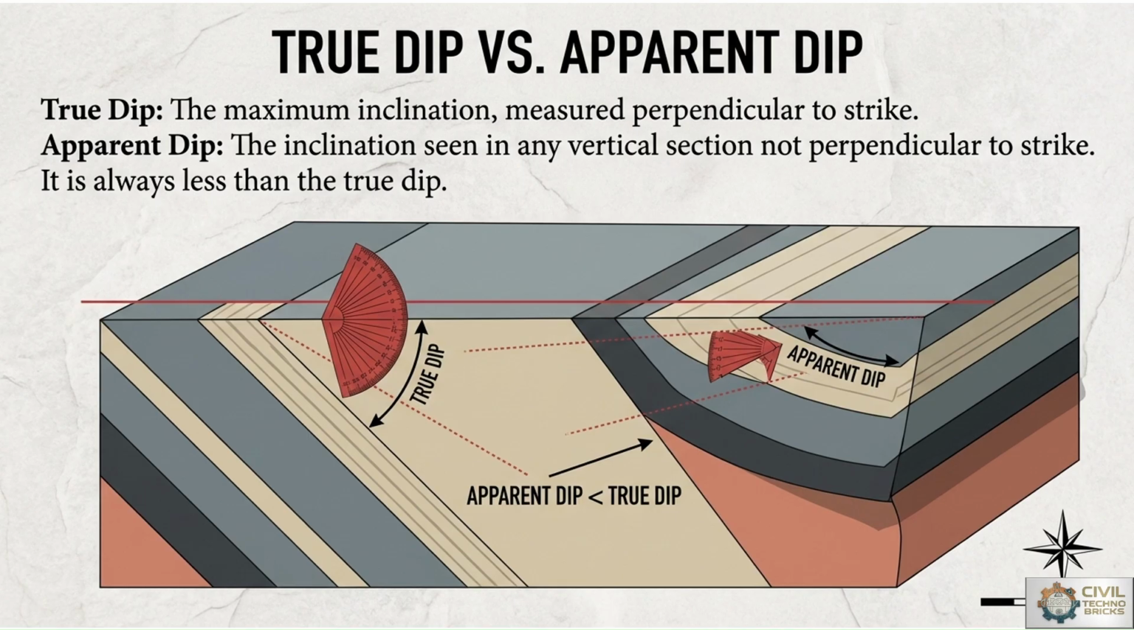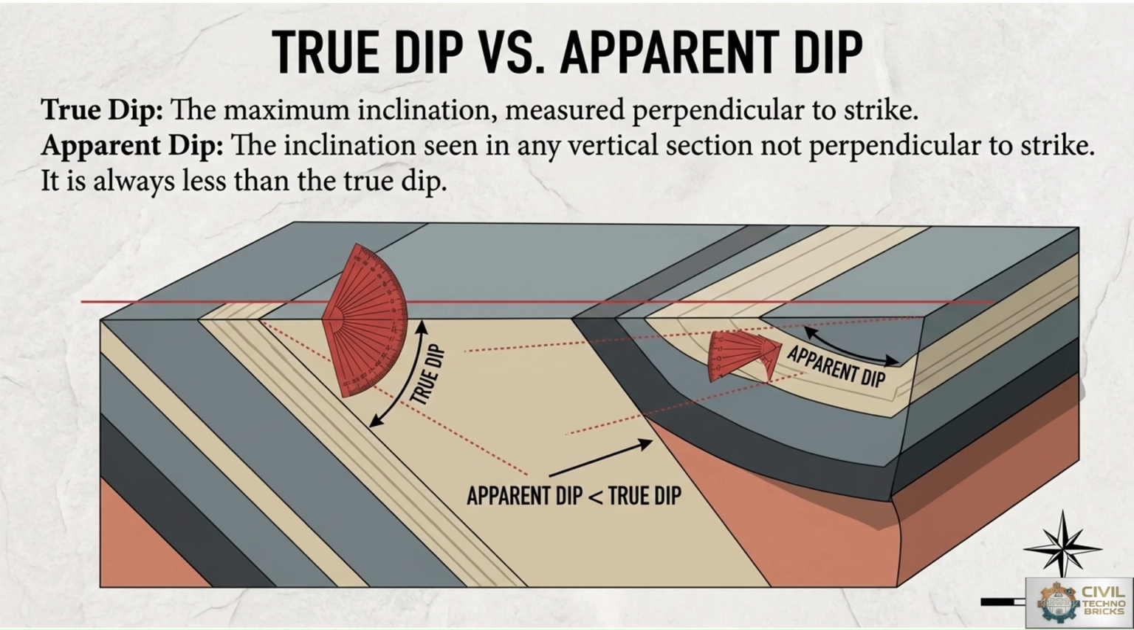Most important concept, true dip versus apparent dip. What is meant by true dip? The maximum inclination measured perpendicular to the strike. And what is meant by apparent dip? The inclination seen in any vertical section not perpendicular to the strike. It is always less than the true dip. Most important concept from the competitive exam point of view also.